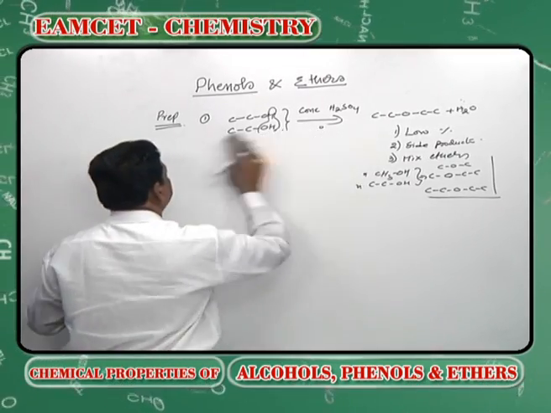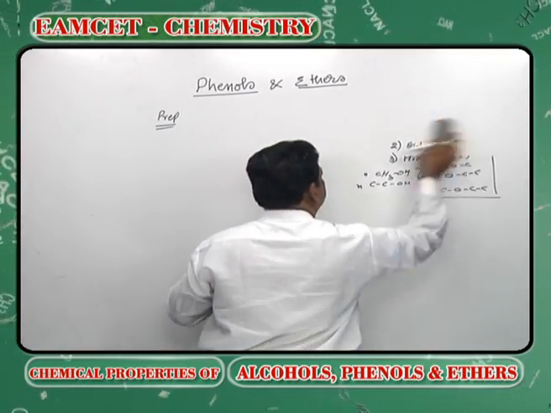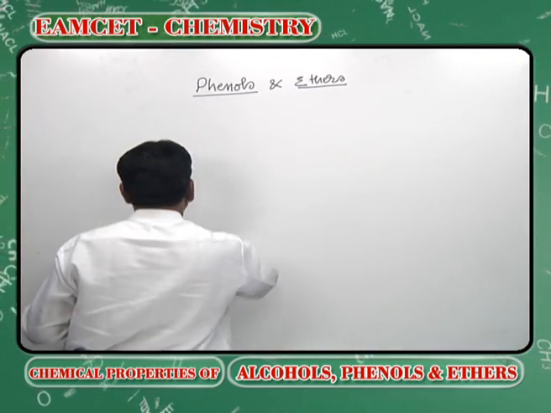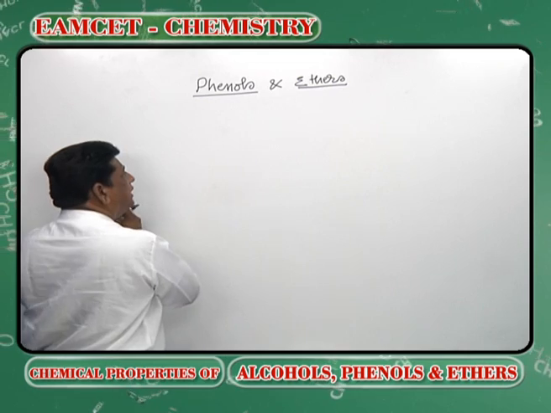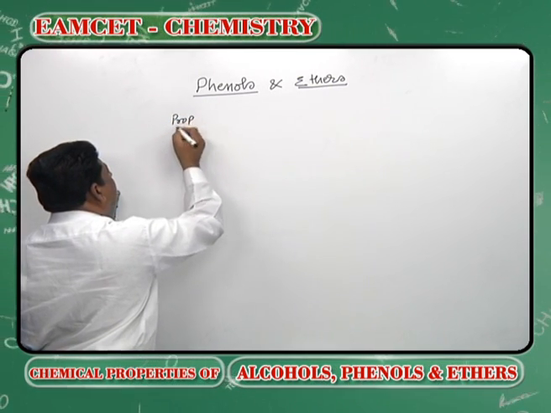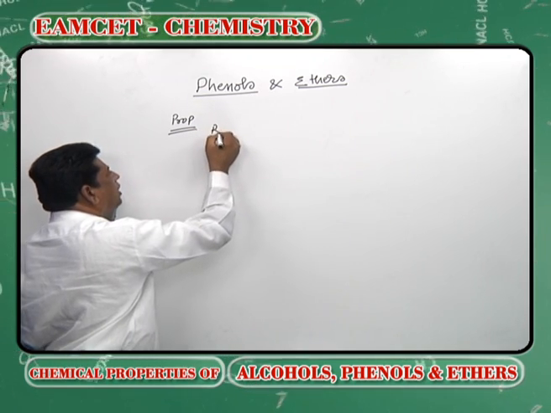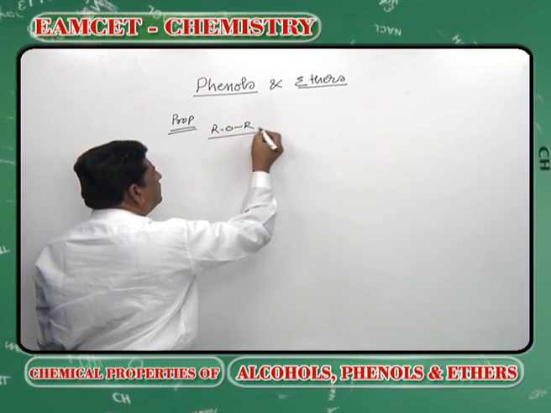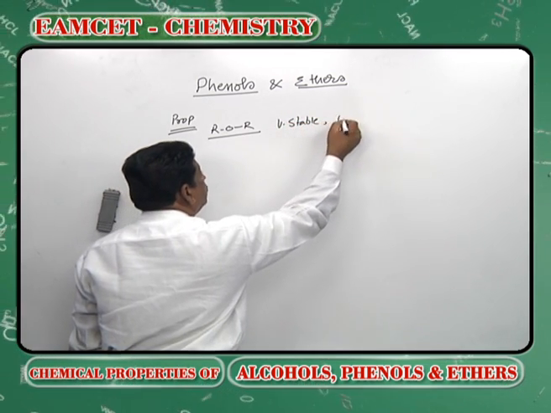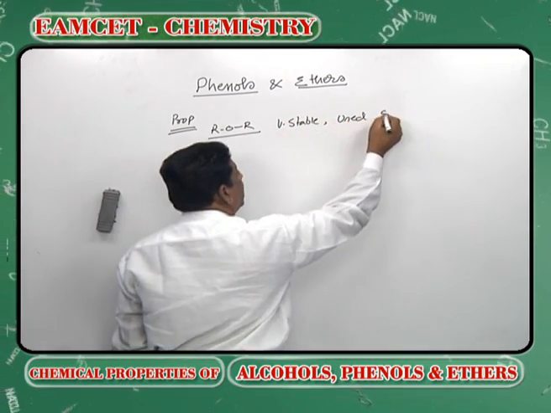You can also use silver oxide or some other methods, but the two methods are enough. Let us go for some properties of these ethers. Unlike alcohols, ethers are very stable. They are very stable, and that's why several times they are used as a good solvent.